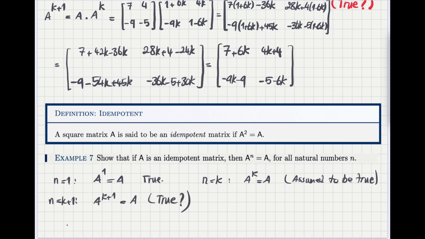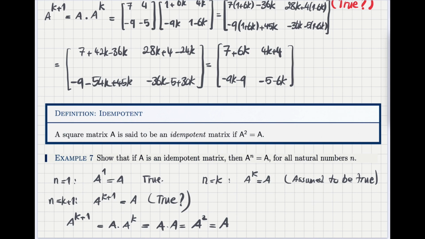But this is easy again, yes, you agree with me. A to the power of k plus 1 by definition is A times A to the power of k. But you are telling me, according to this assumption, that A to the power of k is equal to A itself. So instead of A to the power of k, I can put A. Then it becomes A times A, but A times A is A squared, and A is an idempotent matrix, so it means that A squared is equal to A, and I am done. So I was able to show that A to the power of k plus 1 is equal to the matrix A itself. That's a very nice property. If a matrix squared is equal to itself, any power of that matrix is equal to itself.